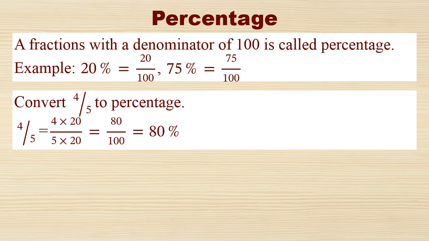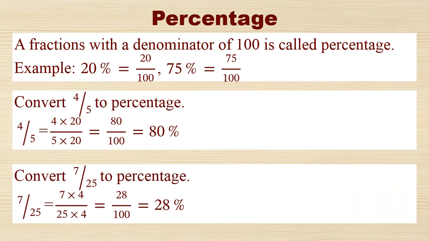Whatever you do to the denominator, we must do it to the numerator, which is the number at the top. So when you multiply the top one by 20 and the bottom one by 20, you are going to get 80 over 100. So since the denominator becomes 100, then the number at the top, which is the numerator, is the percentage, which is 80%.